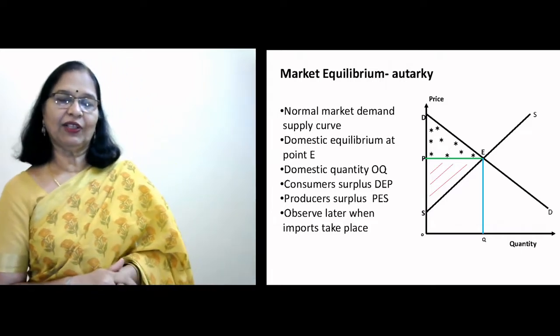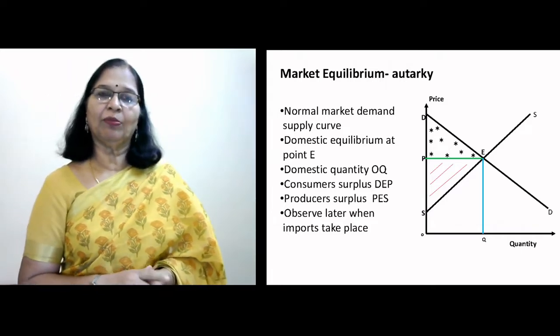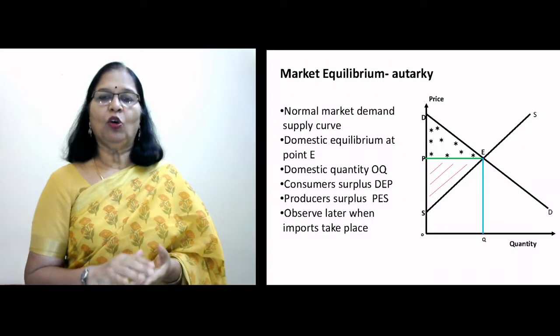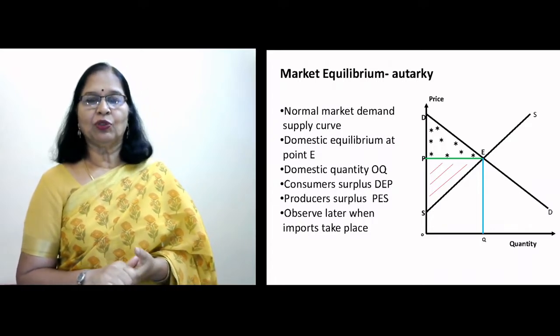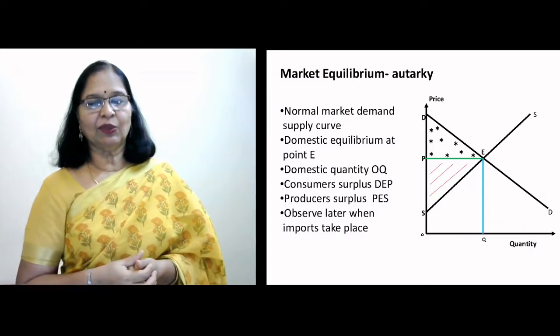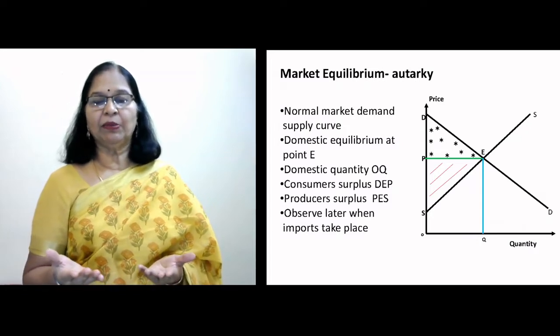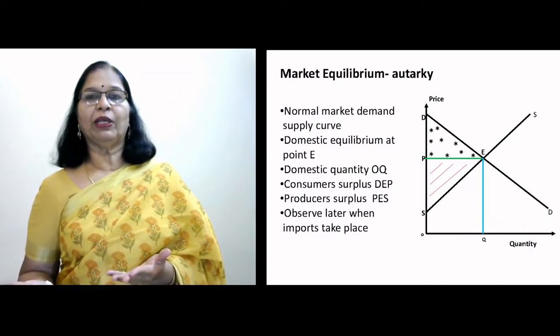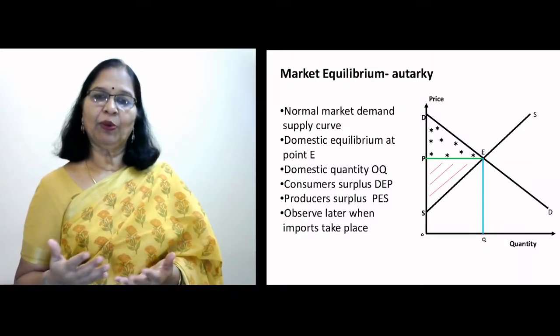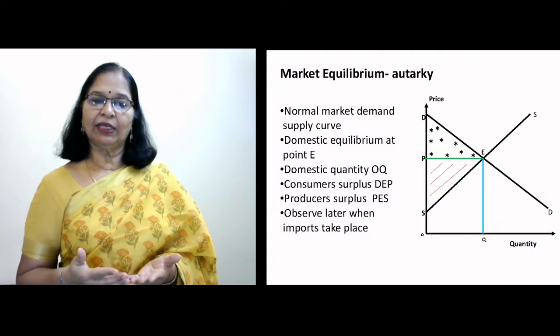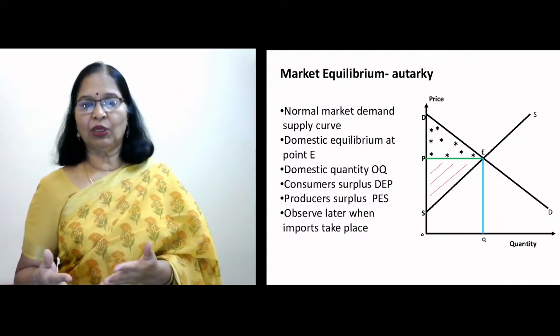Now, let's take this first example where we talk about a domestic economy which does not have any trade with the outside world. So how does the market mechanism work? It's a simple market mechanism. The demand curve DD slopes downwards and the supply curve slopes upwards. The equilibrium point is at E, with price at OP and quantity at Q.